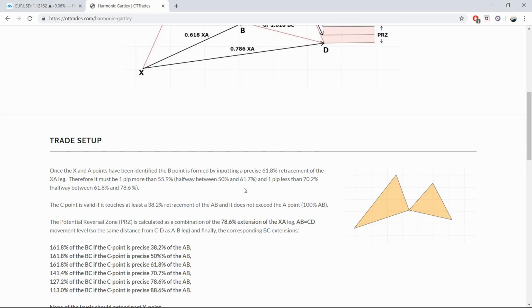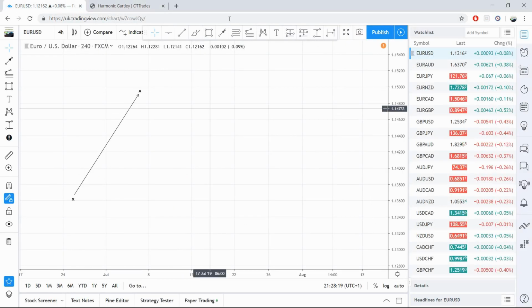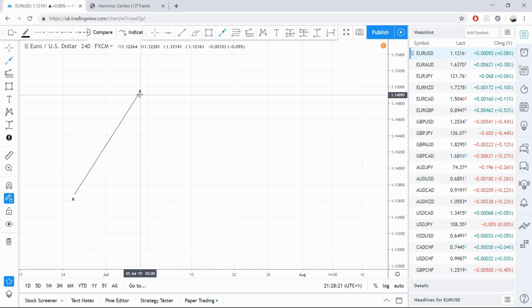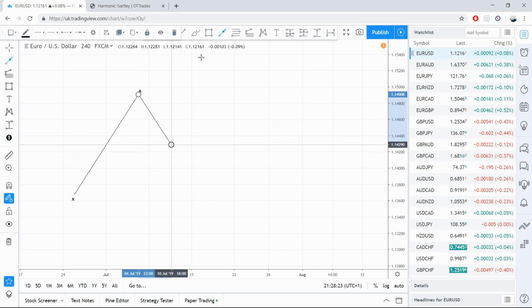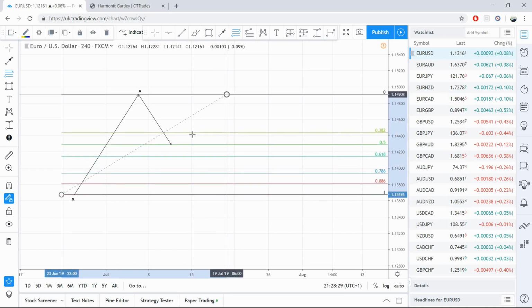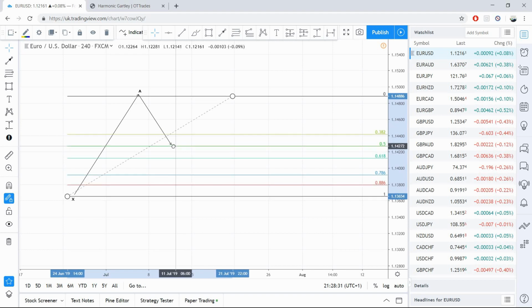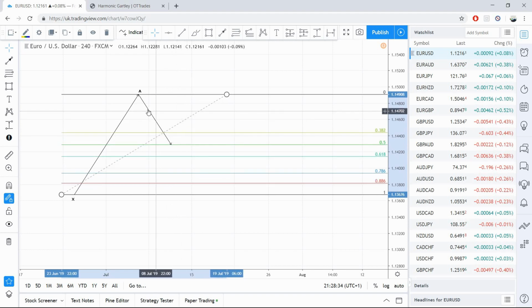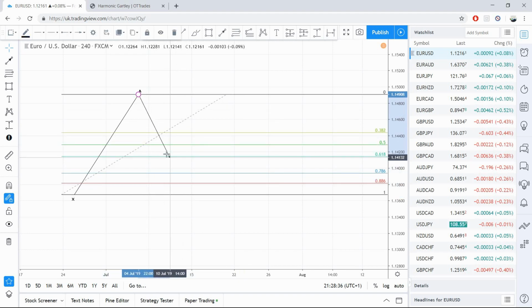That's going to be the 61.8 retracement level. And then the 70.2% is halfway between 61.8 and the 78.6. So let's show you that slightly better in this video. The B point is going to retrace to at least a precise 618. So what it meant by falling between those two levels.